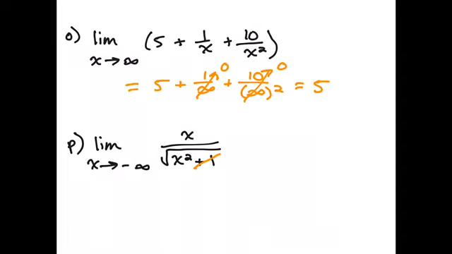First of all, that plus 1 is insignificant, right? And here's why it's tricky. That makes me want to say the square root of x squared is just x, and x divided by x is 1. But we don't want to do that.